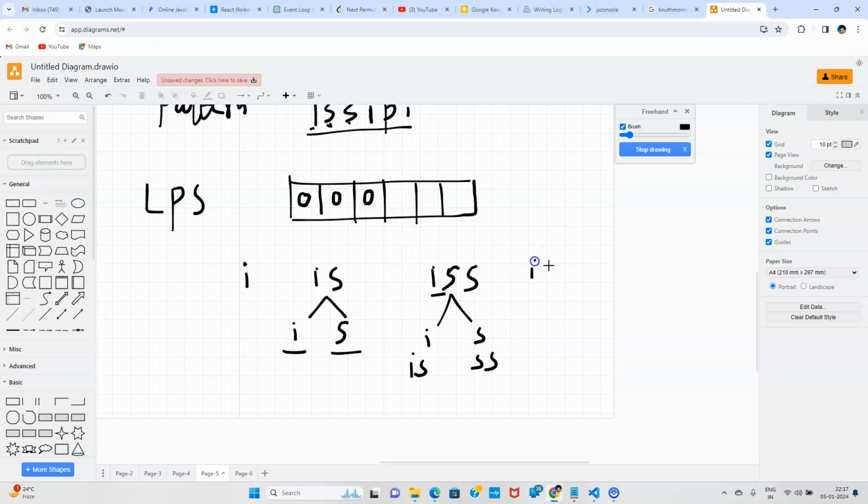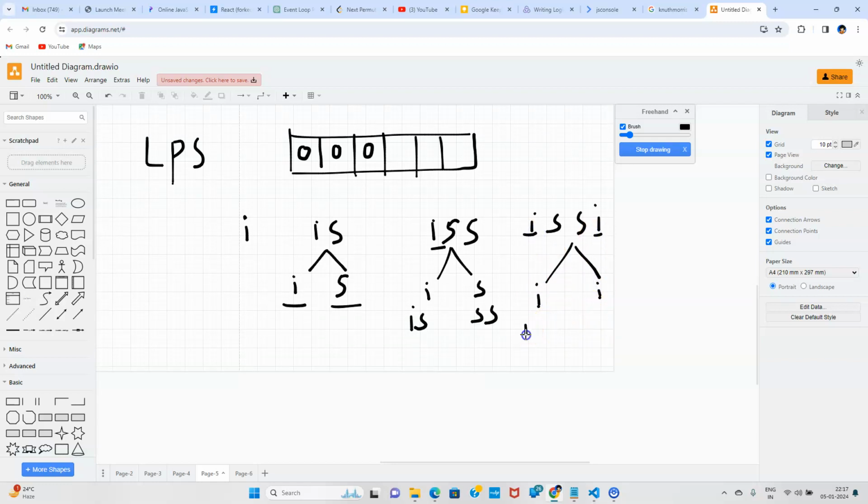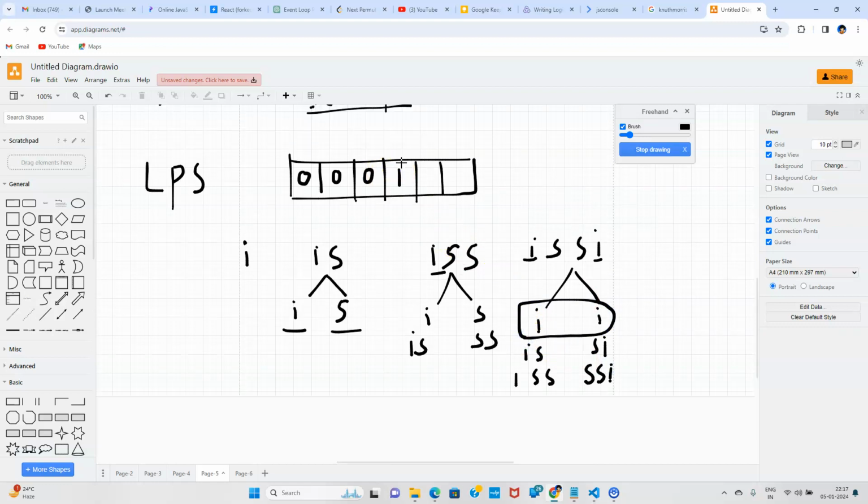The next one is ISSI. Here we can generate prefixes and suffixes up to length 3. Starting with length 1, this I and this I. So this is matching. Generate length 2, IS and SI, not matching. ISS, SSI, not matching. So the only one matching is of length 1. So we'll give a length 1 here.